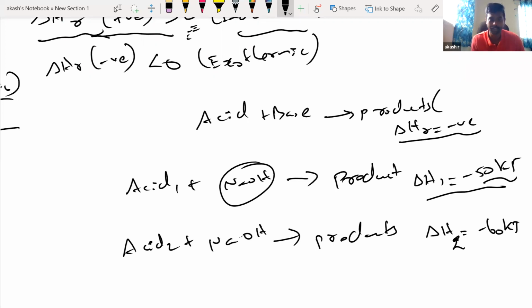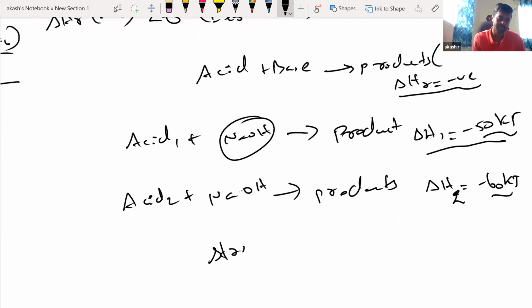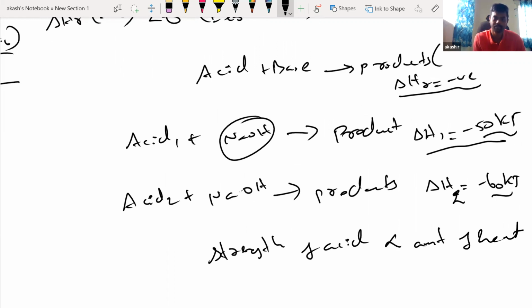Depending on the magnitude of the enthalpy value, you will be able to tell which is a stronger acid and which is a weaker acid. That is also possible. You can easily understand that the strength of the acid is directly proportional to the amount of heat released during the neutralization reaction, because only a stronger acid will undergo more dissociation to react with NaOH, and more product formation means more and more heat will be released. That is easily understood.